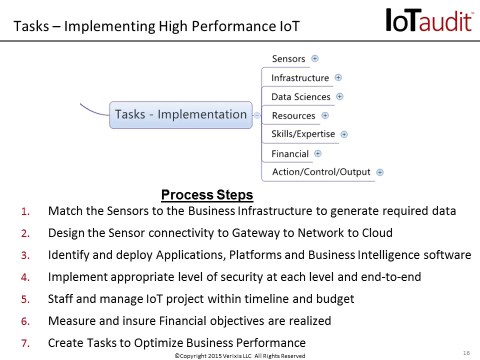Number 3 is identify and deploy the applications, platforms, and business intelligence software either in the cloud or in your enterprise. Then you're going to implement the appropriate level of security at each level and overall end-to-end. It's very important, obviously, to have a secure system. Then, staff and manage the IoT project within your timeline and budget. Measure and ensure the financial objectives, the time objectives, and the functionality of your network requirements are all realized. And lastly, create tests to optimize your business performance. Again, the whole purpose of doing an IoT implementation is to improve and optimize your business performance.